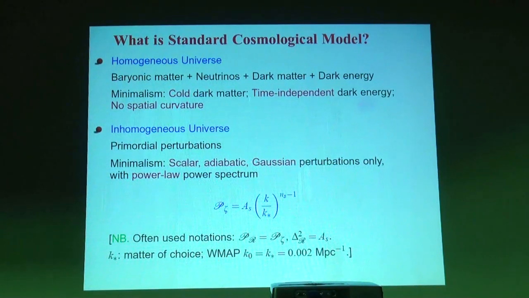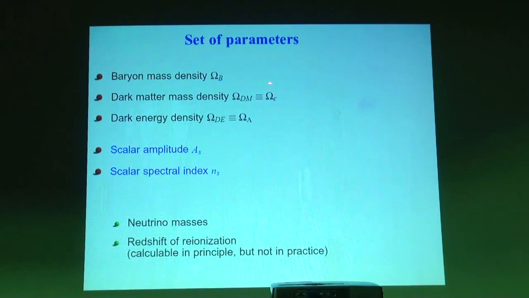And also this normalization momentum here, or wave vector, is sometimes denoted in another way. But anyway, the dark matter mass density is sometimes denoted in this way, the dark energy density in this way. Anyway, we want to know the baryonic mass density, dark matter mass density, and dark energy density. That's essentially all that we need to characterize our universe's homogeneous properties.